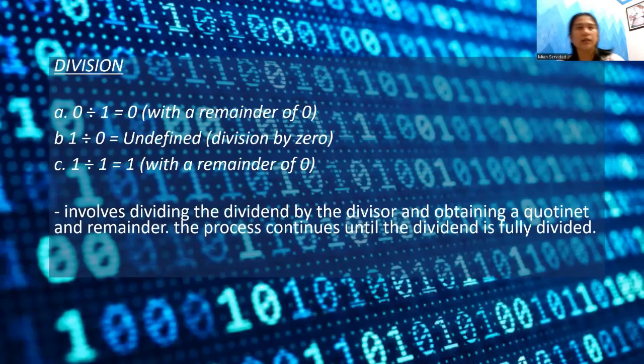Next is the binary division. So division has a similar process to decimal division. The basic rules are as follows. It involves dividing the dividend by the divisor and obtaining a quotient and remainder. The process continues until the dividend is fully divided.